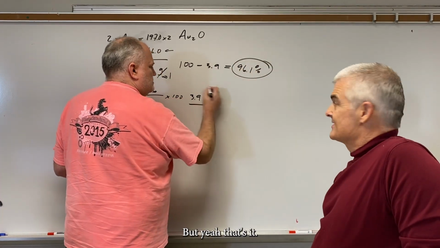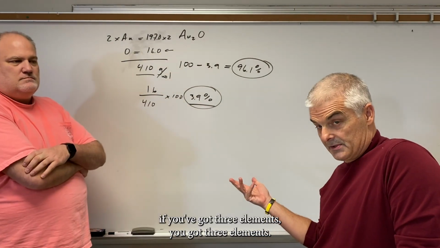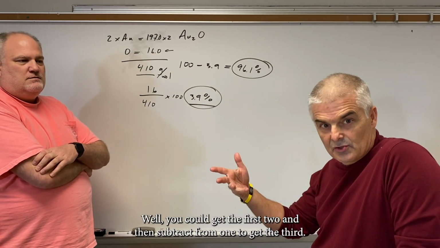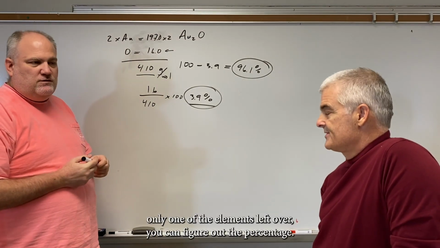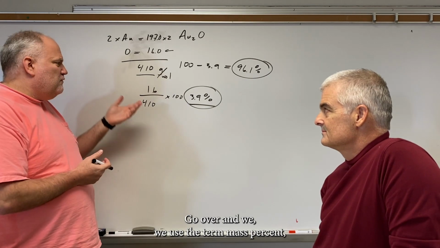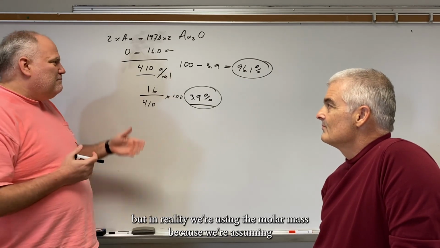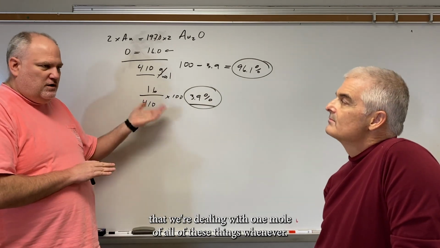But that's it. Sometimes you can't do that cool trick if you've got 3 elements. If you've got 3 elements, you could get the first 2 and then subtract from 100 to get the third. As long as you have only one of the elements left over, you can figure out the percentage. It literally is just a matter of figuring out your part over the whole. And we use the term mass percent, but in reality, we're using the molar mass because we're assuming that we're dealing with 1 mole of all of these things.